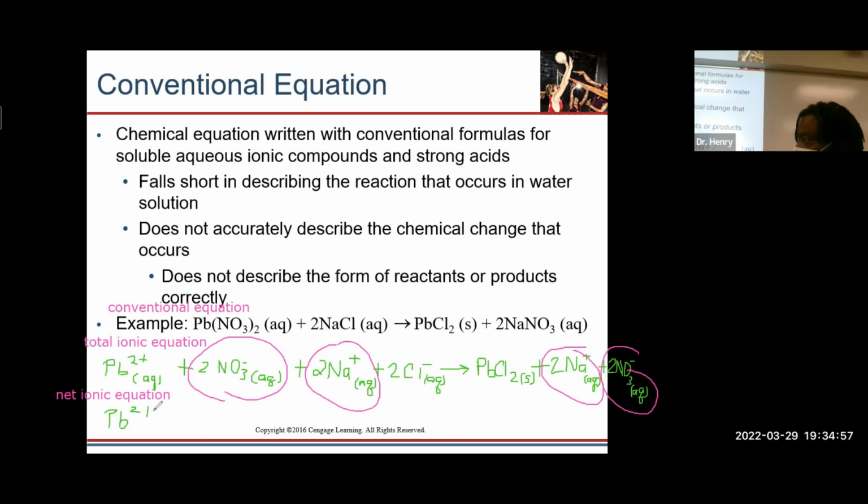So we get everything that's left over. The spectators, we just take those out. So we get the lead 2+ ion plus two chloride ions, and that's going to yield PbCl2 solid.